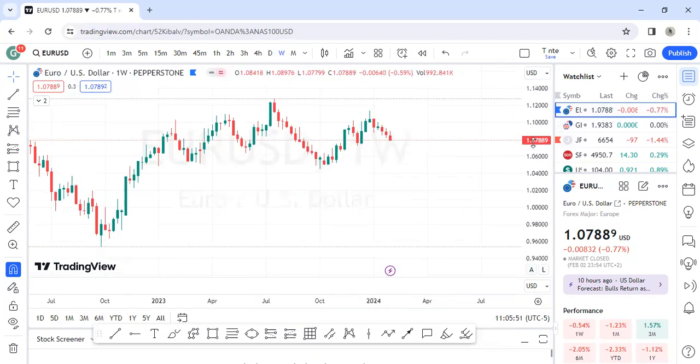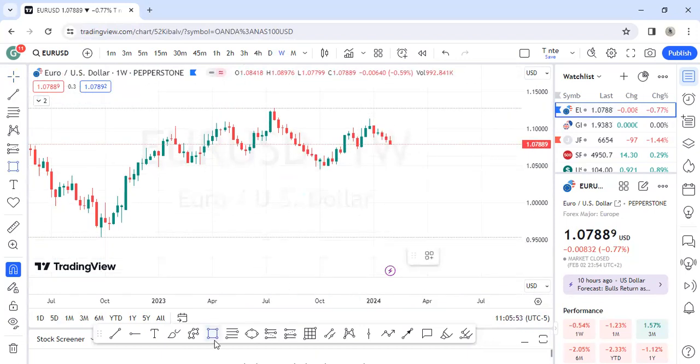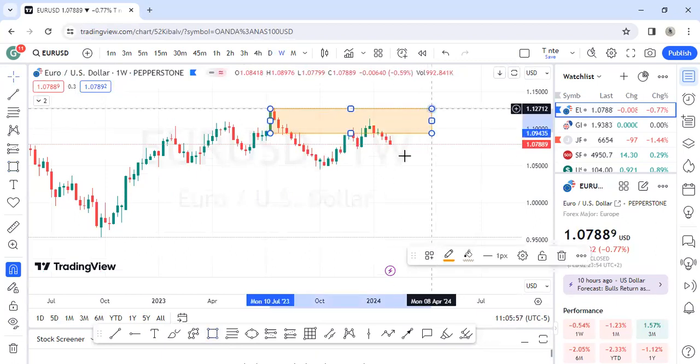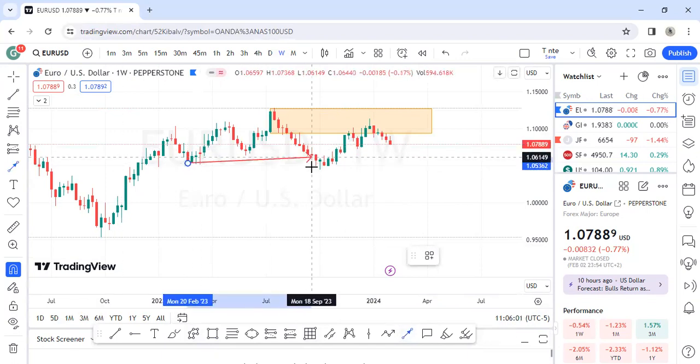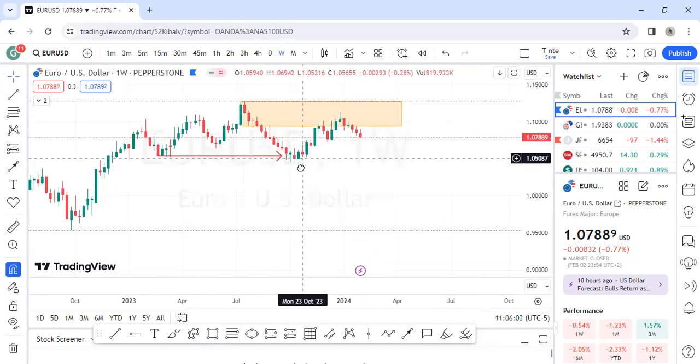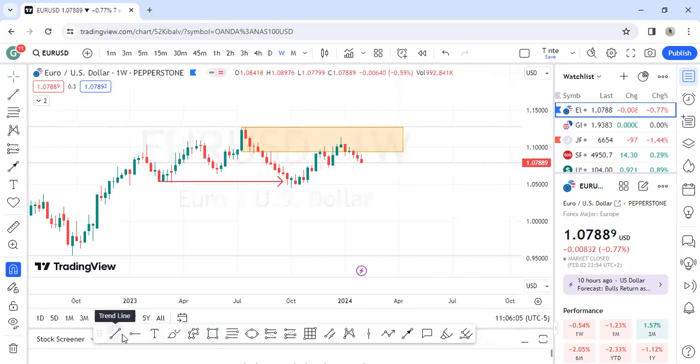So I think I marked this out already. We have this bearish order block. Market is very bearish. I have this bearish order block here. We have the market breaking structure, closing below the swing low here. That's the break of structure there. And then we have this liquidity resting here.